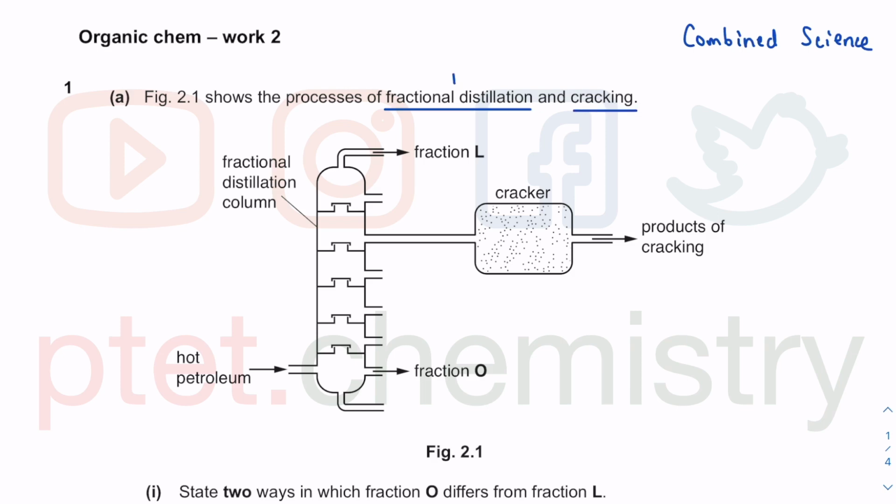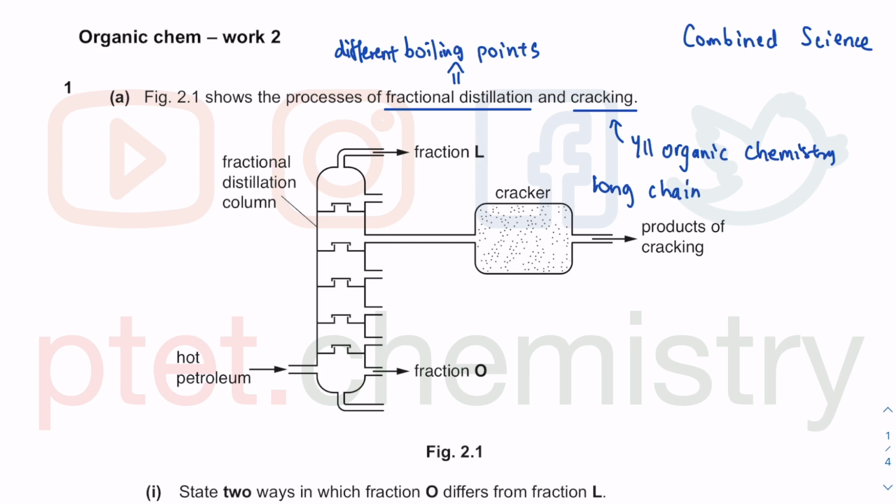So fractional distillation works by separating out the different fractions of crude oil mixture based on their different boiling points. These are part of year 9 separation techniques. Cracking is part of year 11 organic chemistry, and this cracking basically turns long chain hydrocarbons into short chain hydrocarbons. Because the short chain hydrocarbons are more valuable, they can make more profit for the oil and gas companies, therefore they are more in demand.